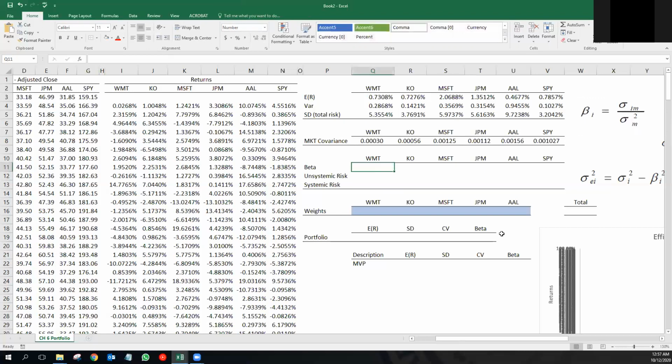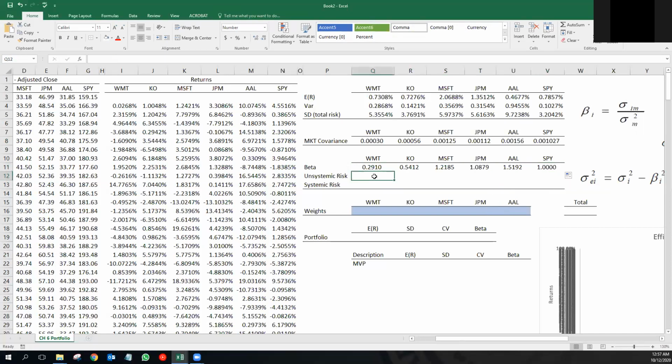So all we do is we take that covariance of Walmart with the market divided by the variance of the market. And I will lock that one in place so I can drag it. And that is the beta for Walmart, according to this data we have here. Now notice, as you have heard before, the market beta is always one. So even when you calculate it this way, you'd still get that market beta of one. And these are the betas we just calculated.